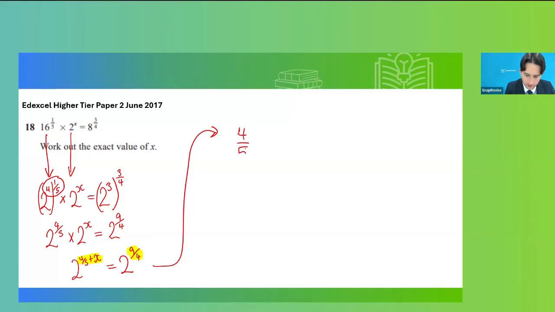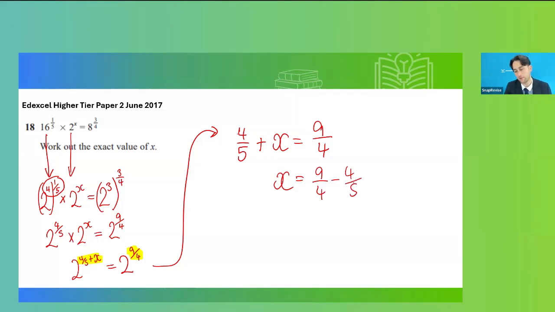So at this stage, I can literally just make a comparison and say 4/5 plus, no, let me get that right. 4/5 plus x equals 9/4. And I'm just solving this linear equation for x. So I can just rearrange the 4/5 to the other side. So x is 9/4 minus 4/5. And then, okay, if you have a calculator, you can do that. If not, we'll have to common denominator it and do addition or subtraction of fractions.